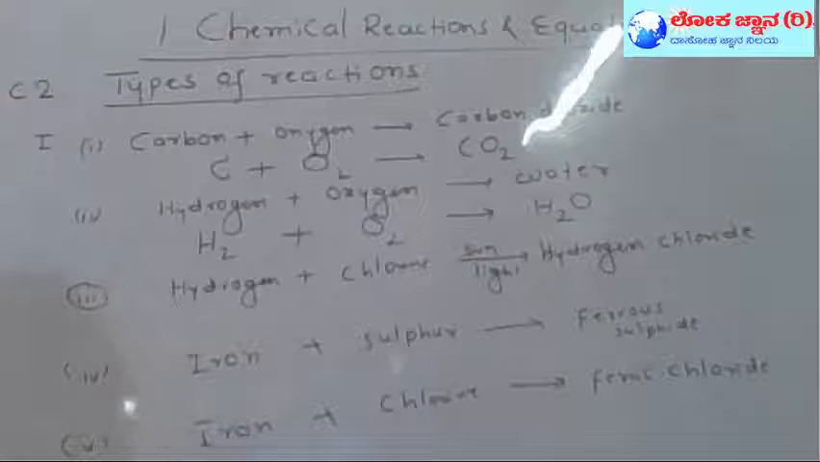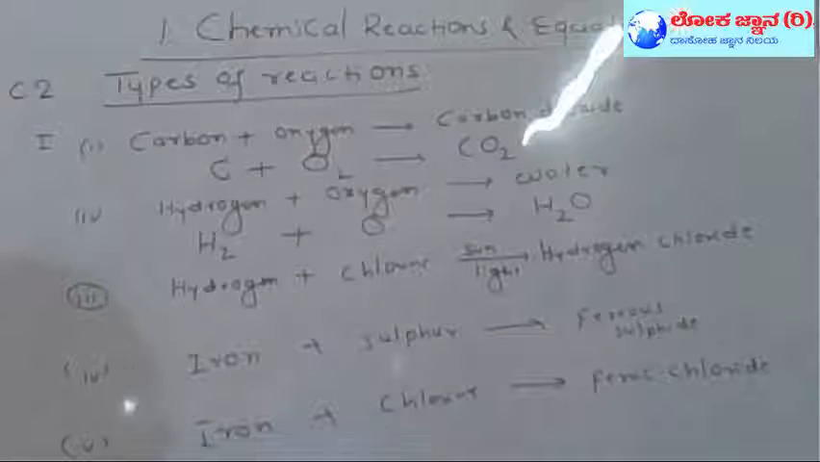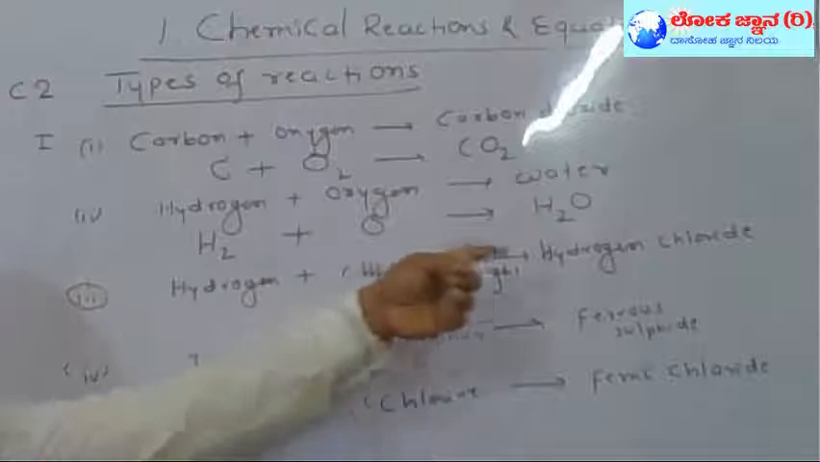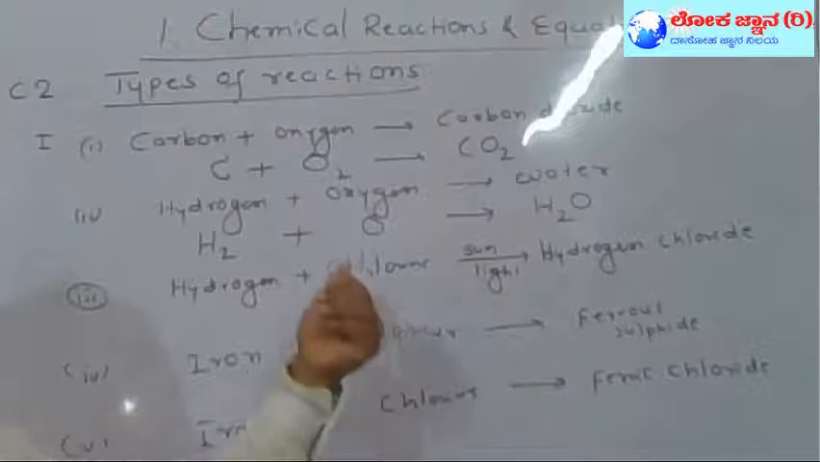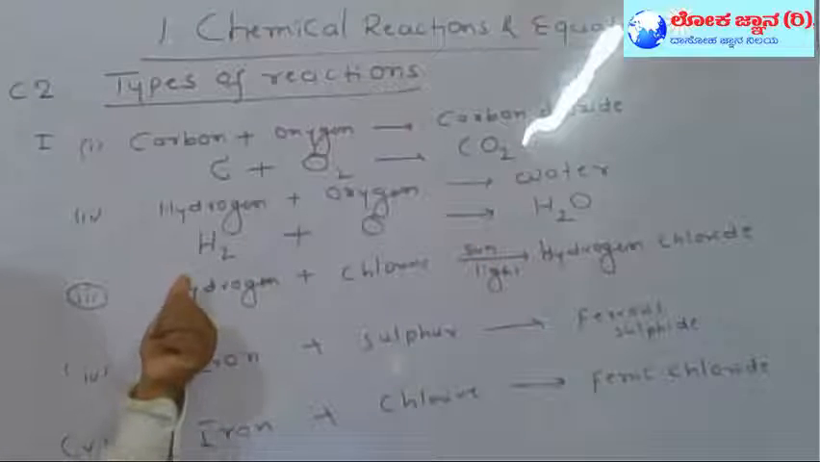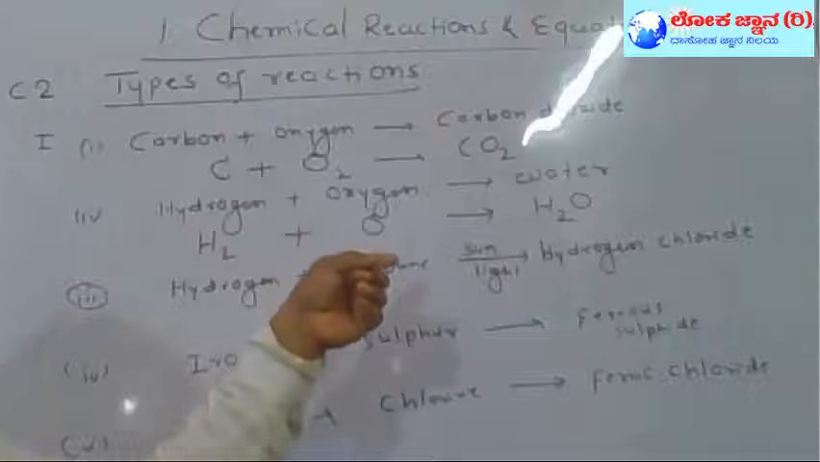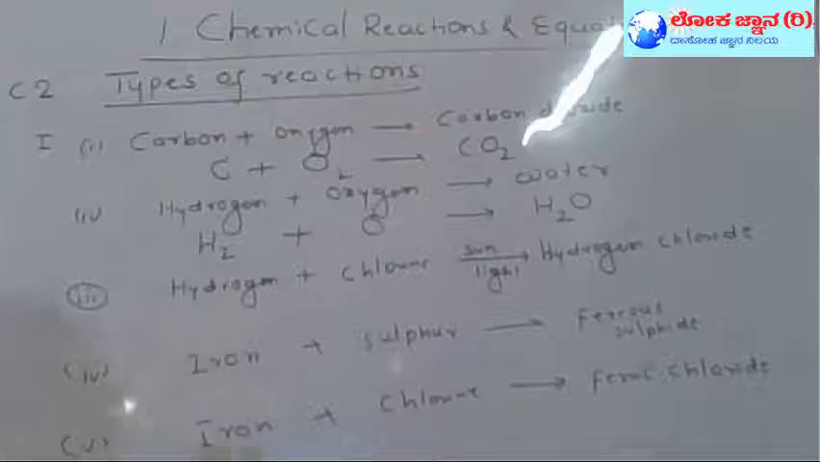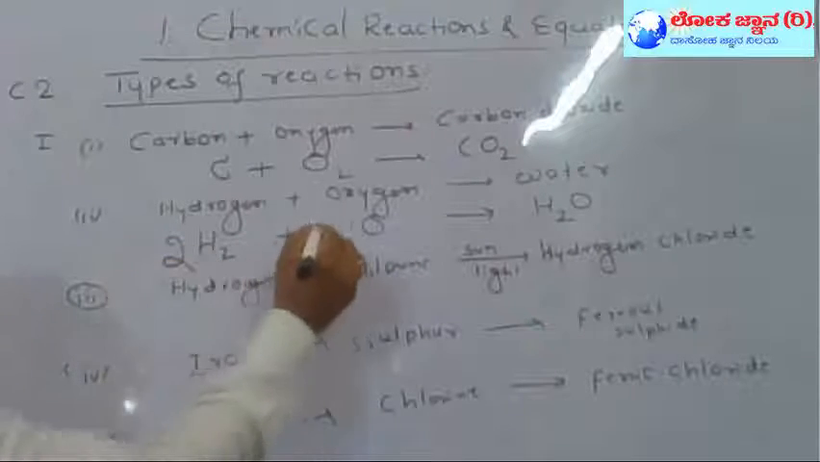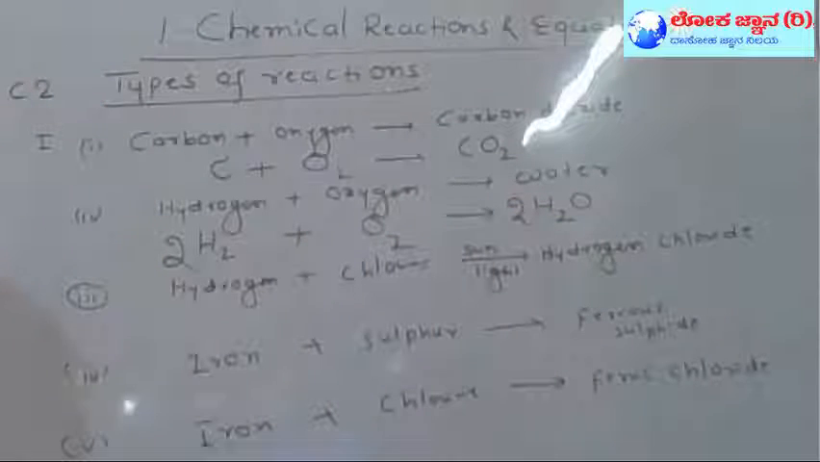Balance it. So I told you, whenever you have an elementary molecule, make it as O. How many oxygen atoms on the right? 1. How many on the left? 1. How many hydrogen atoms on the right? 2. How many hydrogen atoms on the left? 2. Now balance it. Convert it into elementary molecule. Multiply both sides by 2. You will get 2H2 + O2 gives 2H2O. Multiply, and the equation is balanced.